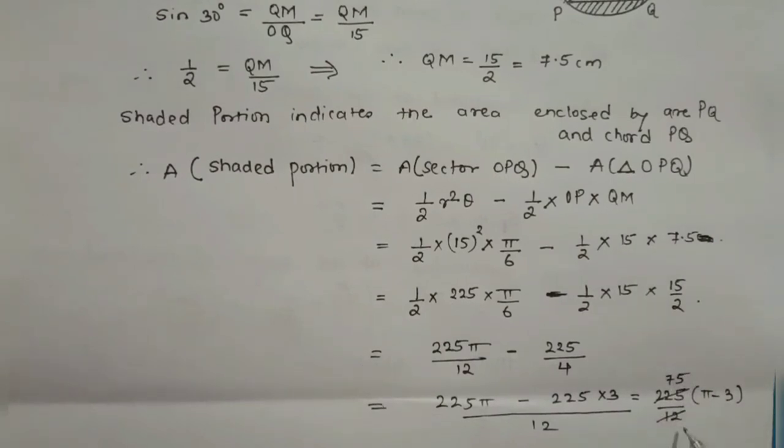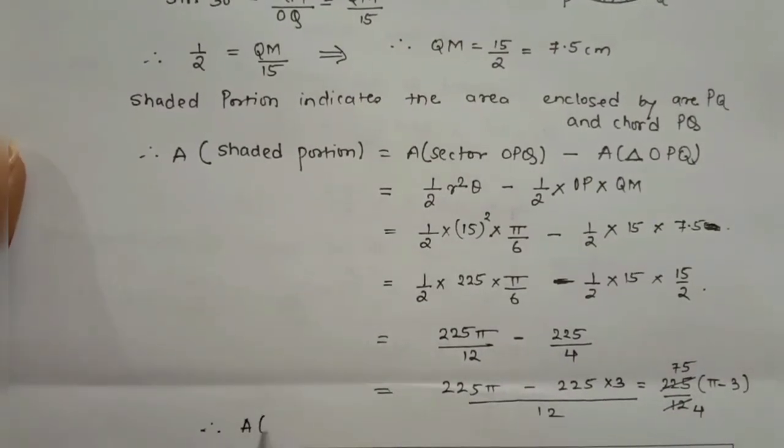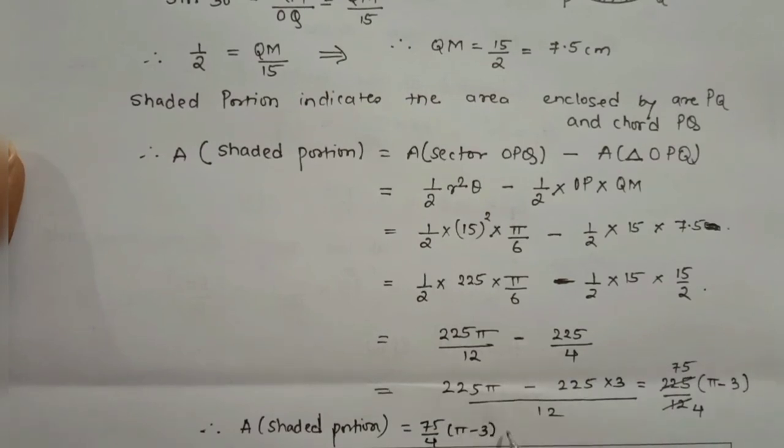So the final answer will be area of the shaded portion, area of the shaded portion is equals to 75 by 4 into pi minus 3 square. सेंटीमीटर लिखो या सेंटीमीटर स्क्वायर लिख देना.